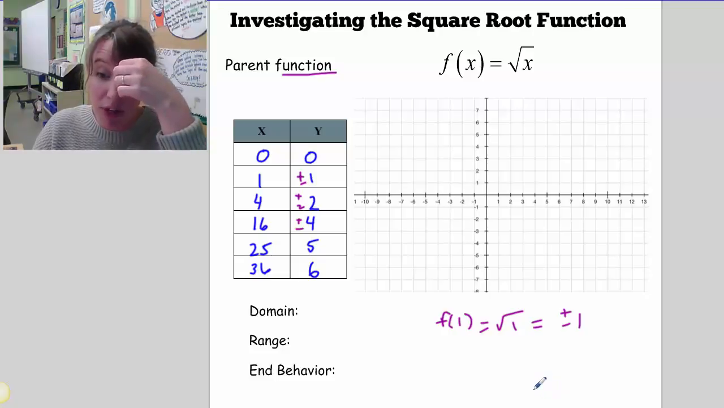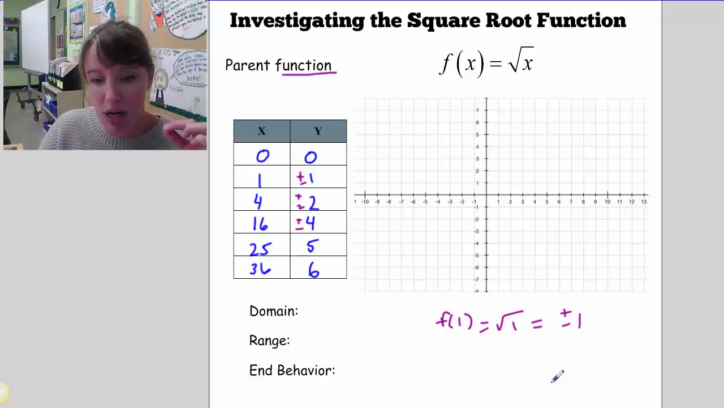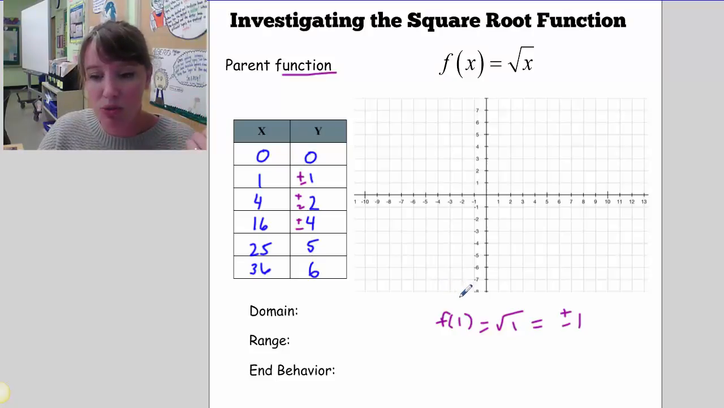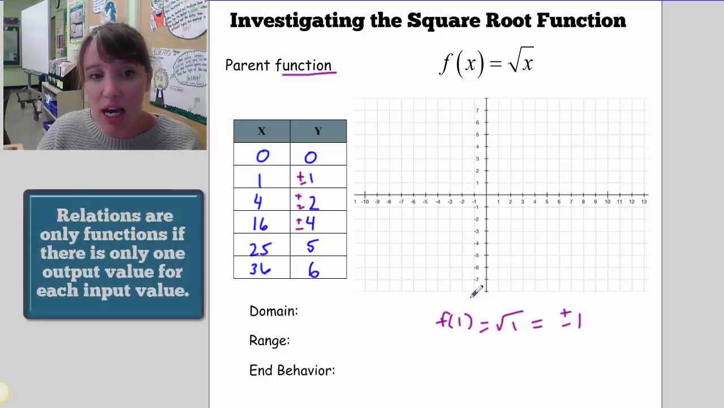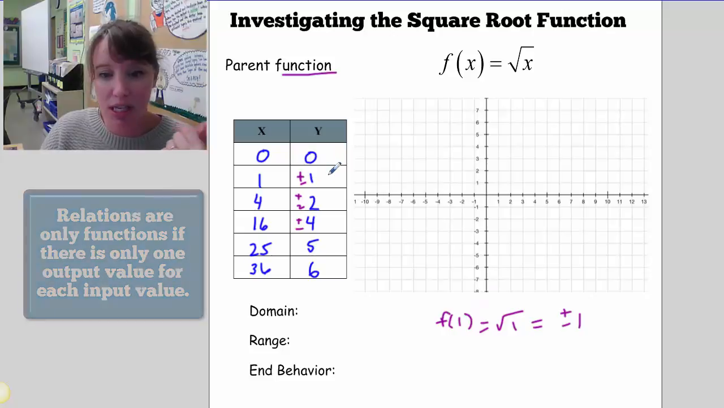So I often think of functions like computer programs where you have to give them very clear directions. If you have this, then you have this other thing. Very clear rules. And remember, relationships between two variables are only functions if there is exactly one output for each input. Or another way of saying that is, for each input, there's exactly one output.